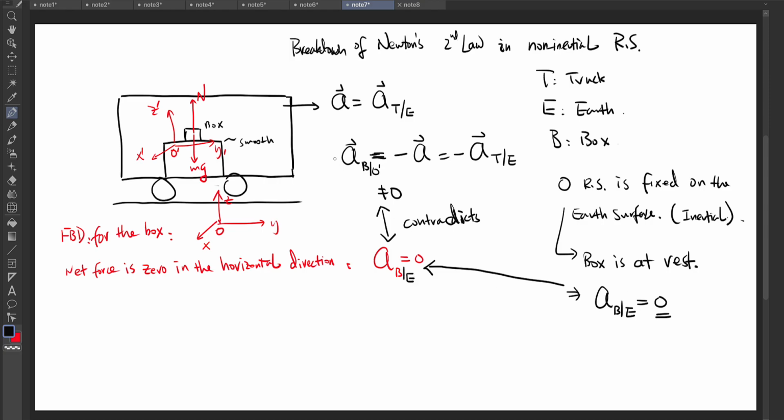But if we measure the acceleration of the box with respect to O-prime, which is a non-inertial reference system, then we don't have Newton's second law. Newton's second law breaks. So Newton's second law is valid only in an inertial reference system.